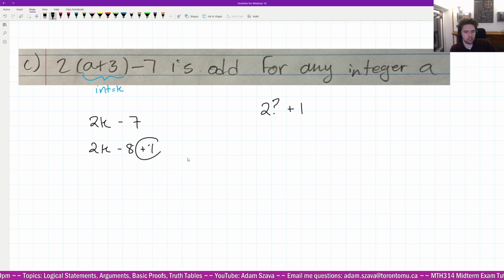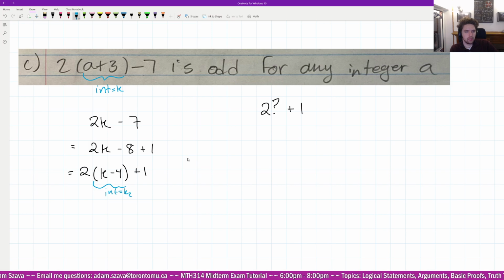Why would I do that? I want this plus 1 at the end, and I need to keep this equal, right? So it's the same as this. Okay, but now I can factor out that 2. This is 2(k minus 4) plus 1. k minus 4 is an integer, I'll just call that k2. And there we have it, 2k2 plus 1. So that quantity is really just an odd number. There we go.